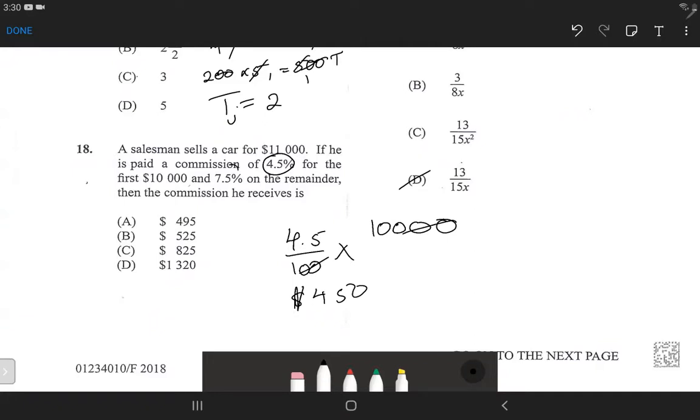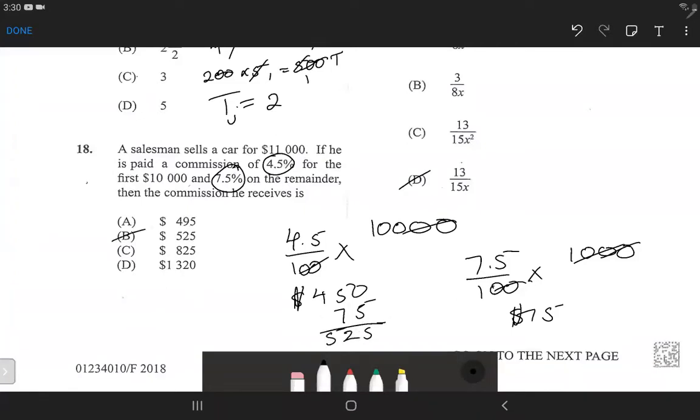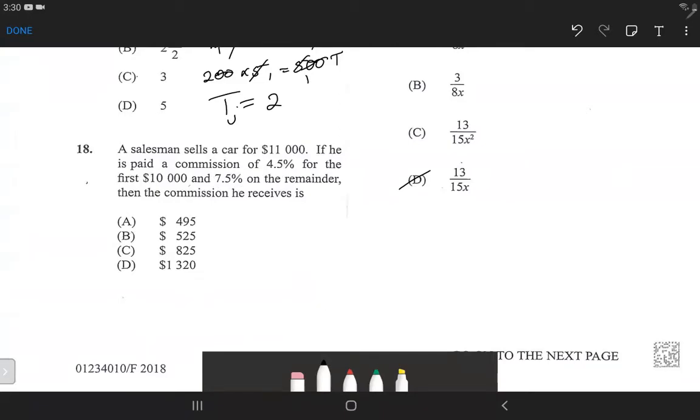And then you have to do 7.5% on the next amount of money. Well, it only has $1,000 remaining. So 7.5 over 100 multiplied by 1,000. These cancel, and 7.5 is $75. You add them up, 450 plus 75, you get 525. That's the answer for that one.